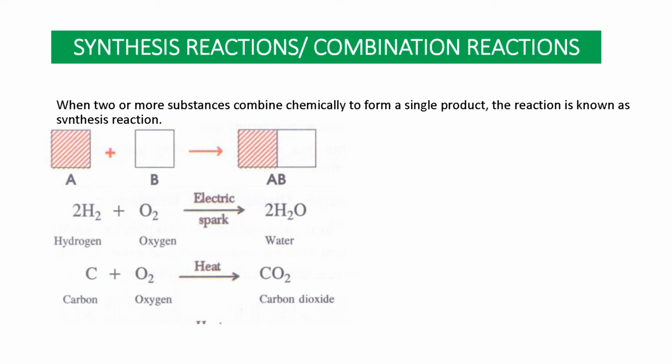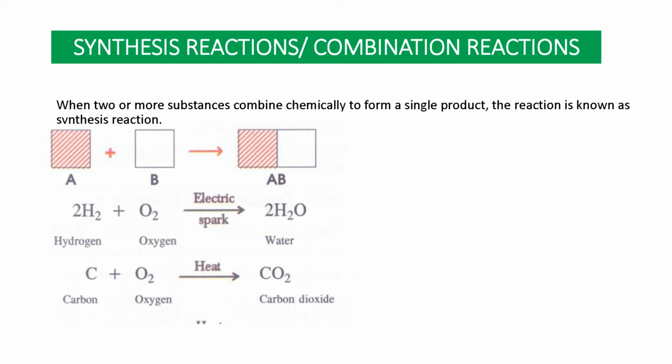This point is very important. Keep in mind that reactants can be two or more than two, but the product will always be one in the combination reaction. In this example you can see there are two reactants, A and B. When they combine, they will make AB. So AB is the combination product, and this reaction is called a combination reaction. Here is another example: 2H2, hydrogen, plus O2, oxygen, and they will make water. When hydrogen and oxygen combine, they form water. So water is an example of a combination reaction.